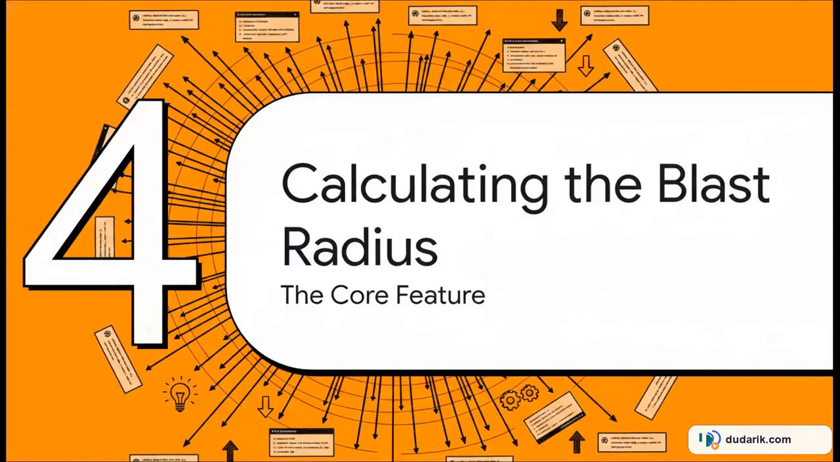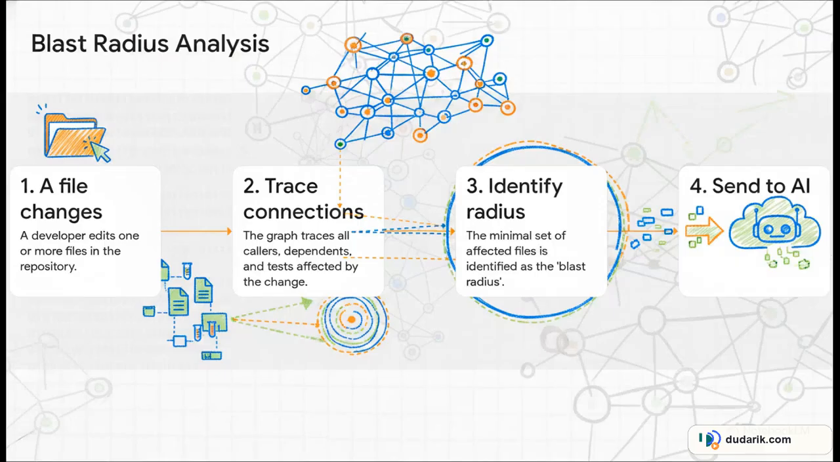So, with the map built and the connection made, we finally get to the tool's absolute superpower, calculating the blast radius of any change you make. So here's how it plays out in the real world. You change a file. The tool instantly consults its graph and traces every single connection that could possibly be affected, every caller, every dependency, every test. This small, precise group of files is the blast radius, and that's the whole payoff. Only that minimal, relevant context gets sent to the AI.